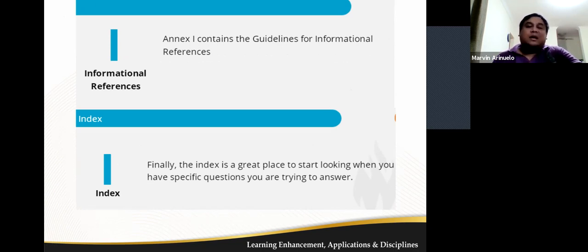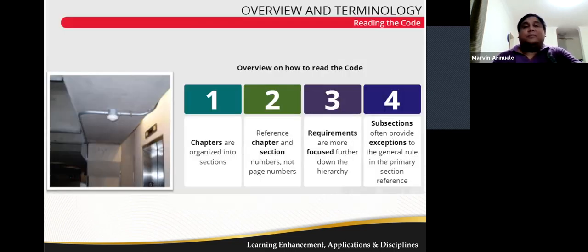No? And the index is a great place to start looking when you have a specific question you are trying to answer. If you know the particular term, go to the index and the index will lead you to the relevant pages or section for that particular term.